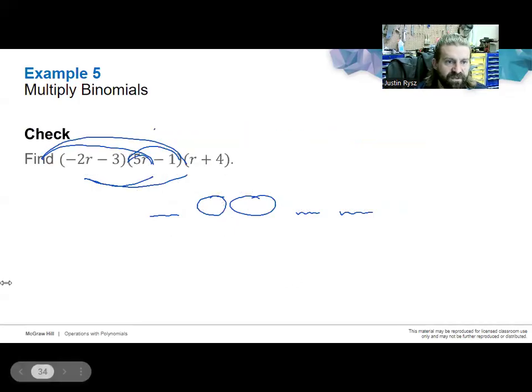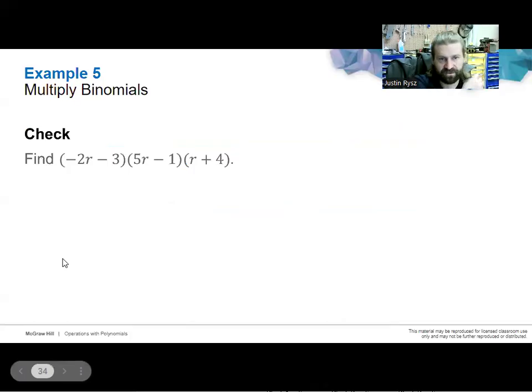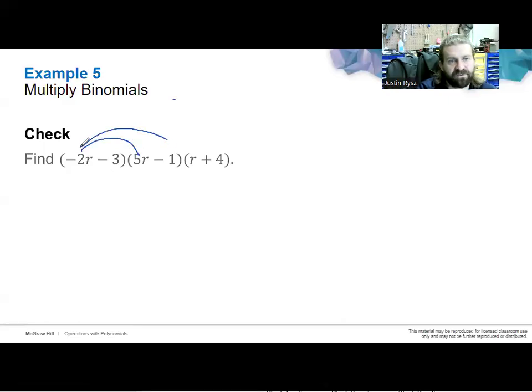All right, so why don't you pause this video and give this next one a try? Try to multiply these three together. All right, so the first thing we're going to do is distribute the -2 and the -3 to these first two terms. We're going to leave this r plus 4 alone.